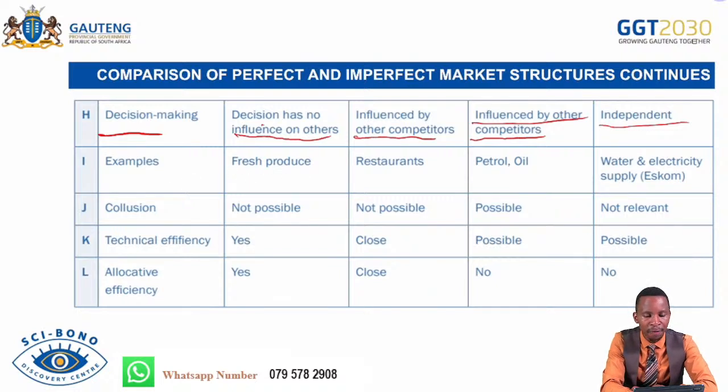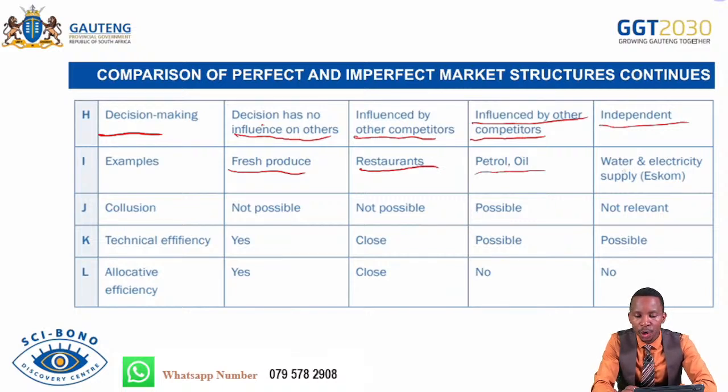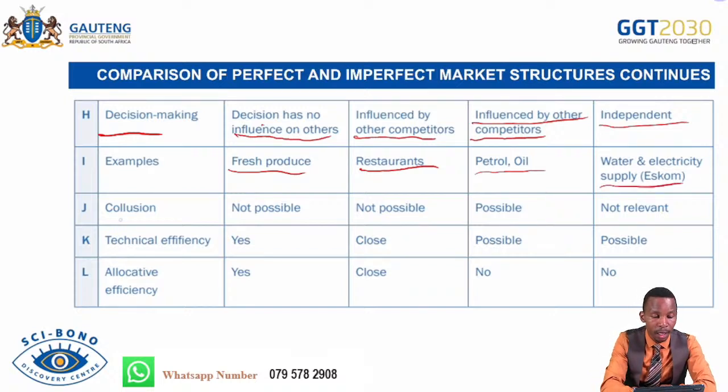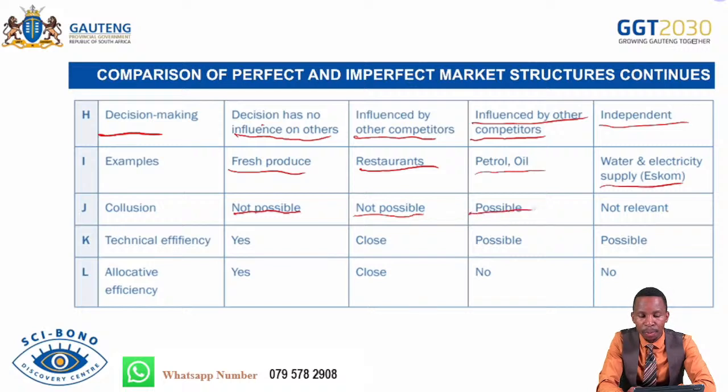Examples, we talk about fresh produce under perfect, restaurants under the monopolistic, and then petrol and oil under oligopoly, water and electricity supply, e.g. ESCOM, under the monopoly. The collusion: perfect market, there is no collusion, and also monopolistic, there is no collusion. It is slightly possible under what we call oligopoly. It is not relevant under the monopoly because the firm is the only supplier.